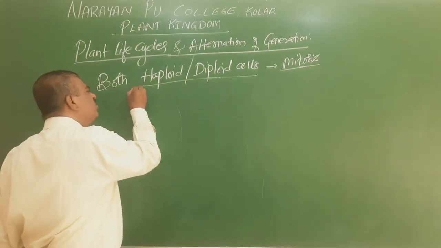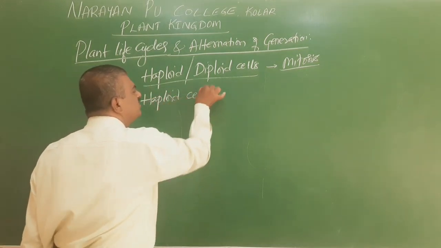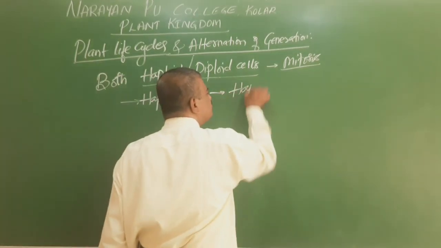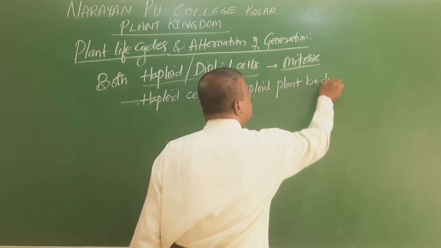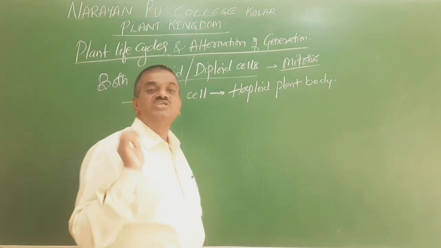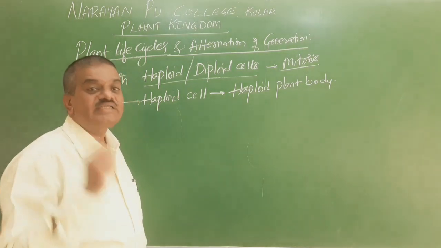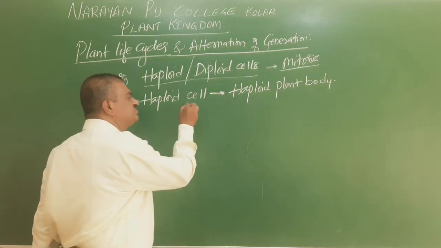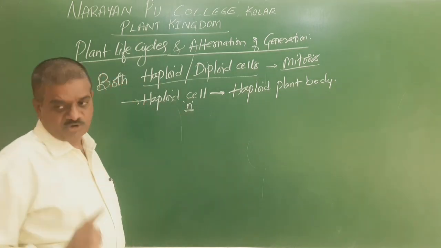Here the haploid cell always gives rise to a haploid plant body. Haploid plant bodies are formed. The word haploid means the presence of a single set of chromosomes. Only one type of chromosomes is there. We use the word haploid and it is represented by a small letter n. Hence it is called haploid.